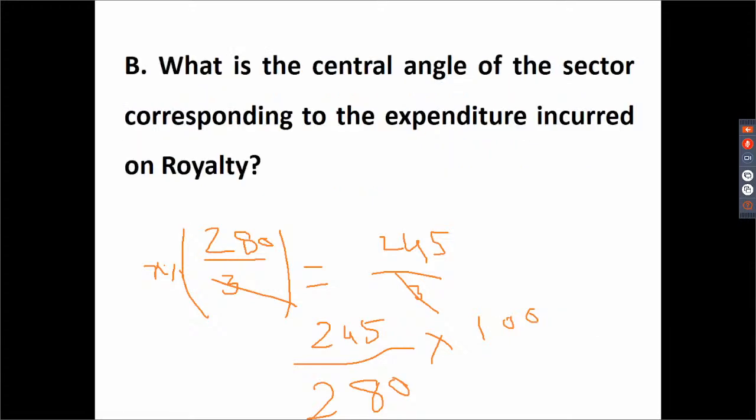Yes, next one. What is the central angle of the sector corresponding to the expenditure incurred on royalty?